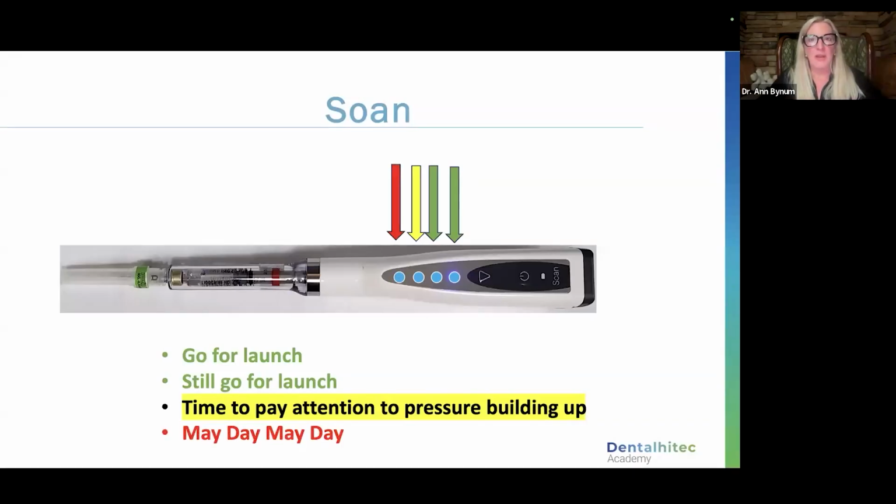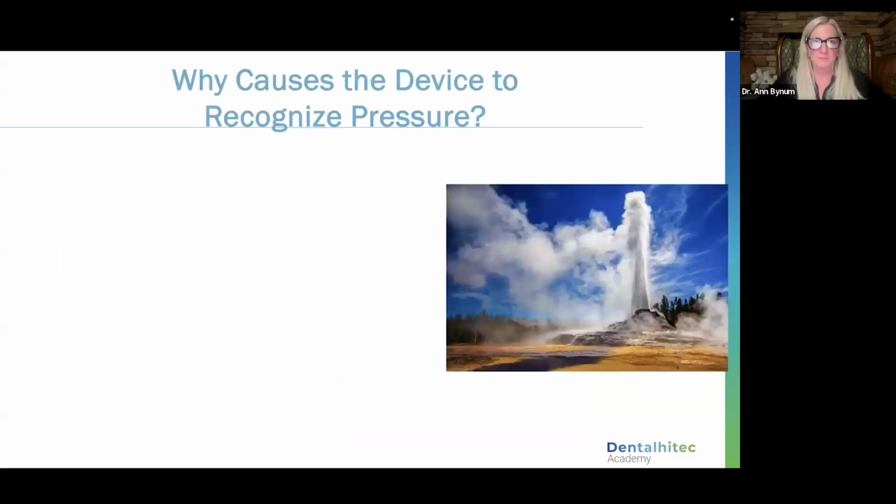If four lights are going and you don't do something to readjust, it's Mayday. And like Josh said earlier, the device is going to shut itself off because it's got a default safety mechanism in it. So you're not hurting patients and blowing up the bone.